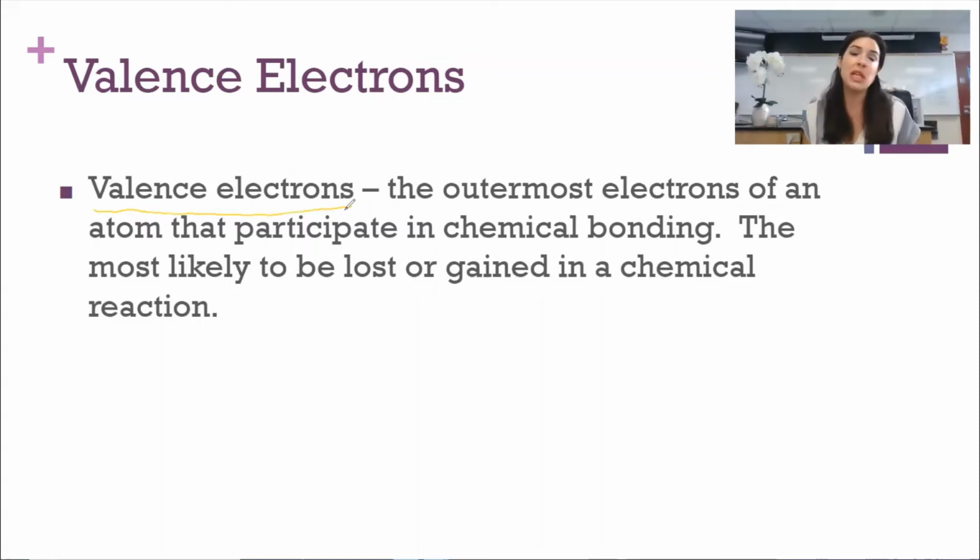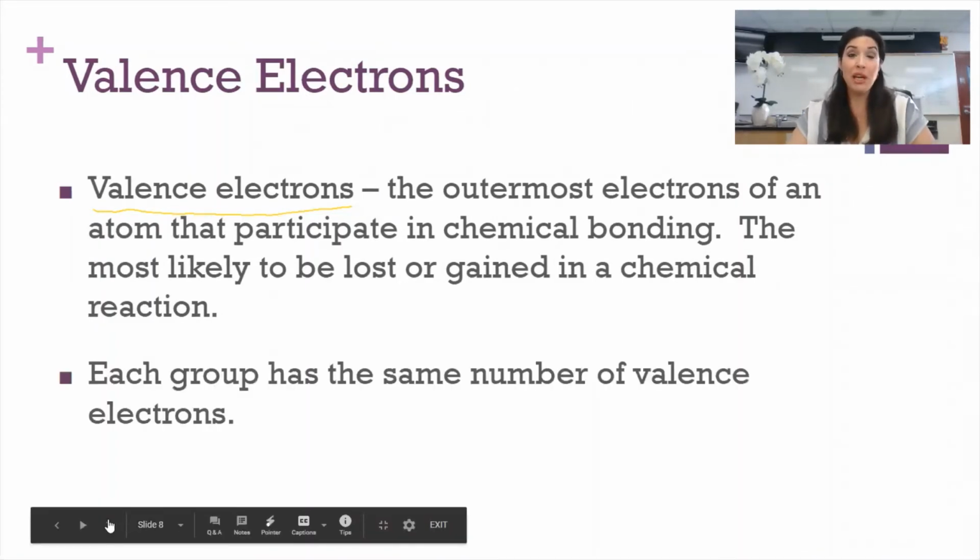They're the ones who are most likely to interact with other elements to form bonds and form molecules. The most likely to be gained or lost in a chemical reaction. So the gaining and losing of electrons is what will form bonds with other elements.